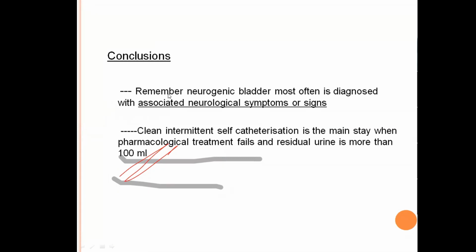Remember, neurogenic bladder most often is diagnosed with what I call as a tell me who your friend is, the associated neurological symptoms or signs. And one of the important signs is to look for perianal anesthesia, and clean intermittent self catheterization is the mainstay when pharmacological treatment fails and residual urine is more than 100 ml, irrespective of whether it is a UMN or an LMN lesion.